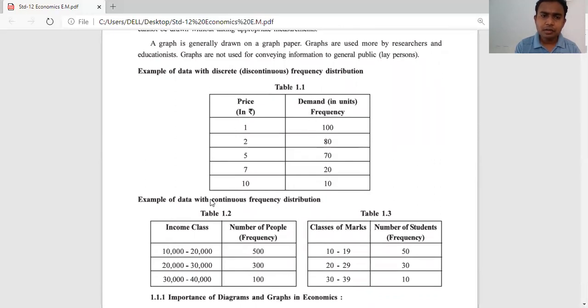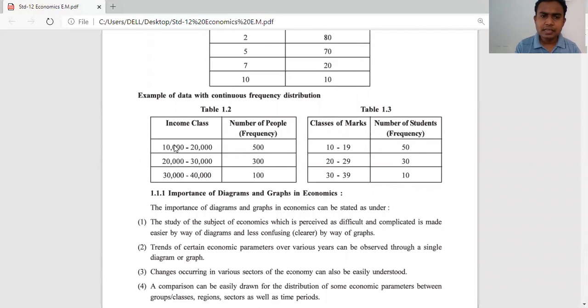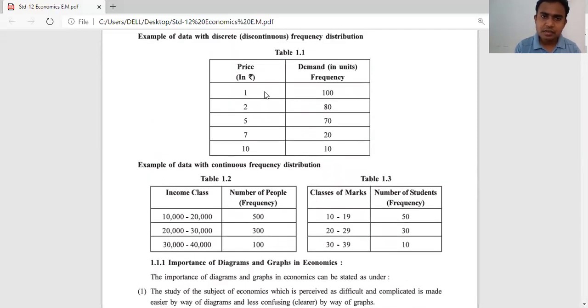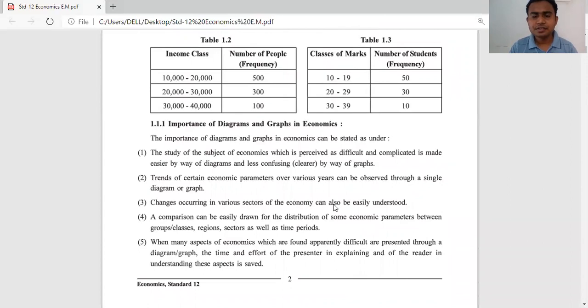But if we talk about continuous frequency distribution, it shows the value of income class from 10,000 to 20,000, number of people are 500. From 20,000 to 30,000, number of people are 300. From 30,000 to 40,000, number of people are 100. Likewise, if you see the classes of marks, 10 to 19, there are 50 students; 20 to 29, there are 30 students; and 30 to 39, there are 10 students. So this type of information is called continuous frequency, and the previous one is called discrete or discontinued frequency. You must have studied this in statistics in the lower classes.